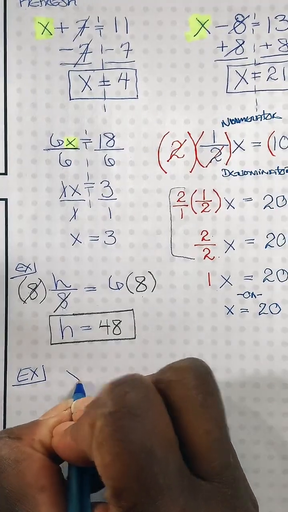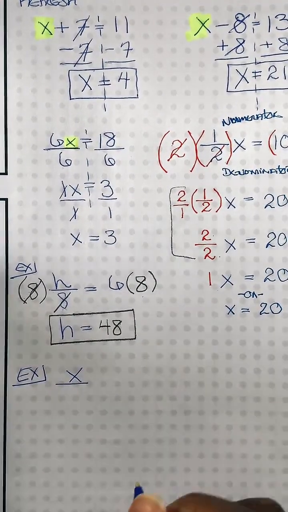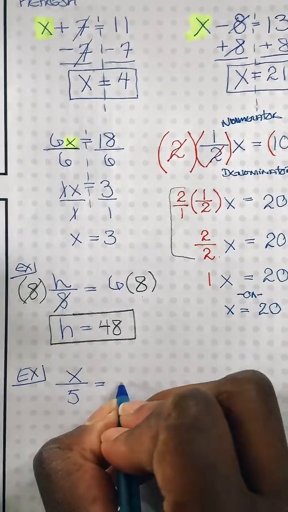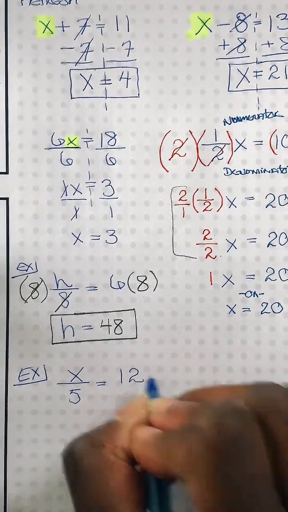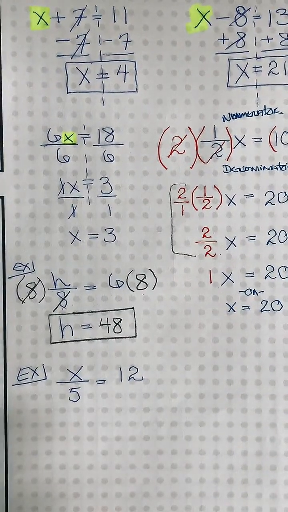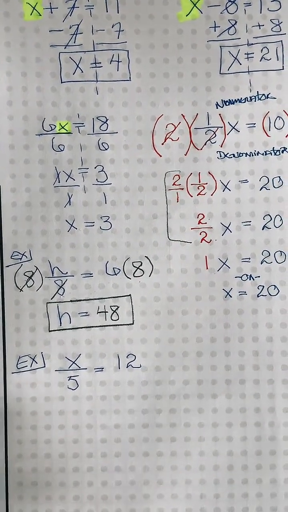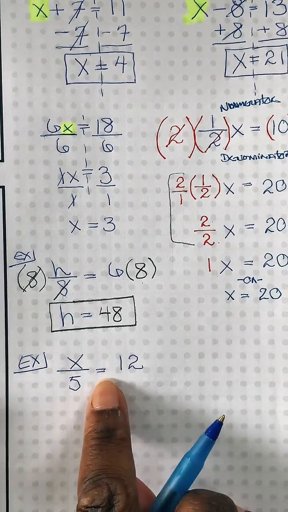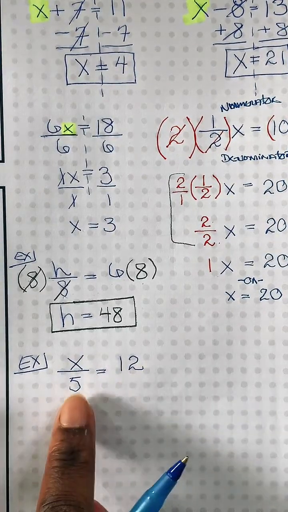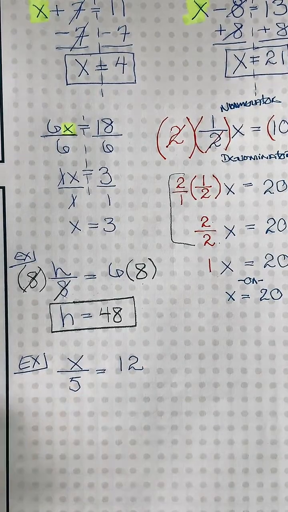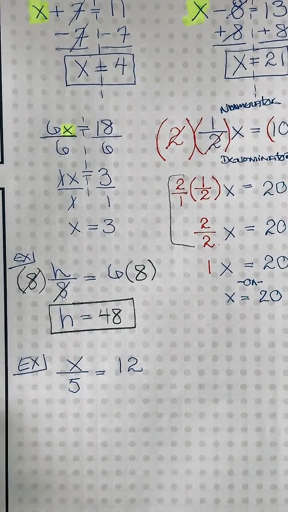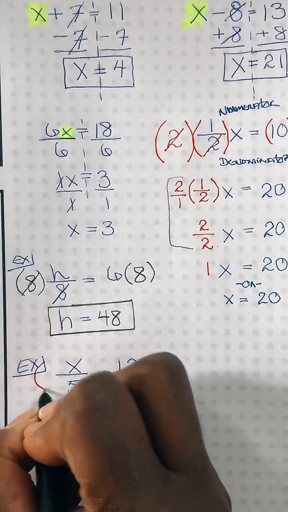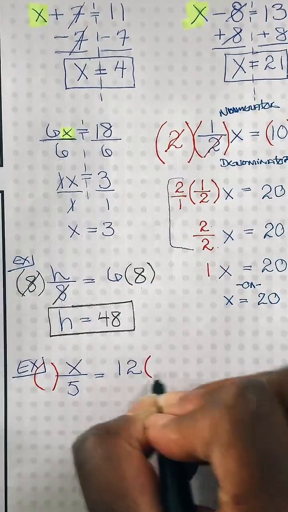All right. So now I have x over 5 is equal to 12. Since we have x divided by 5 equal to 12, and it's division, the opposite or the inverse of division is going to be multiplication. What are we going to multiply?